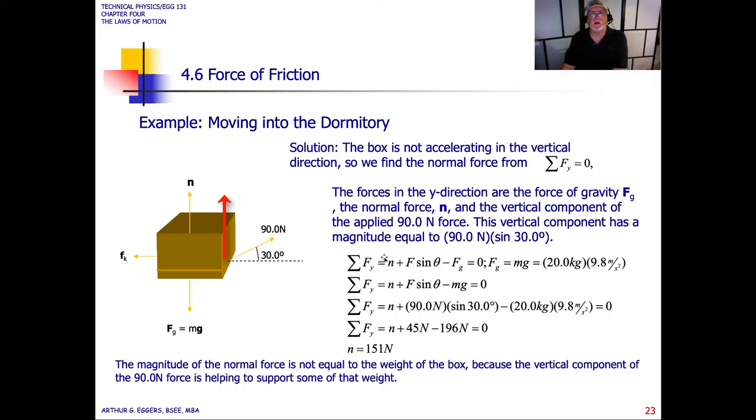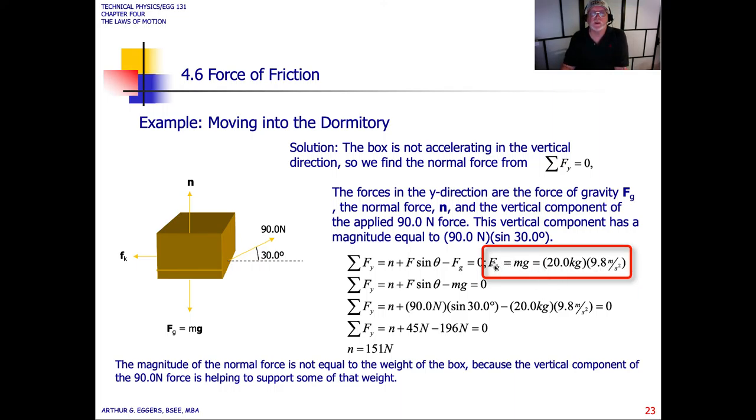So if we sum all of our components in the y direction and it's in equilibrium, we have the forces in the y direction equal to the normal, which is positive, plus the tension on the rope times sine theta, which is going to end up being 90 times the sine of 30, minus the weight of the box, Fg, and we set that equal to zero. So what is Fg? What is the weight of the box? The weight of the box was given as the mass, and we had to bring in the acceleration of gravity. So 20 kilograms times 9.8 meters per second squared gives us F sub g.